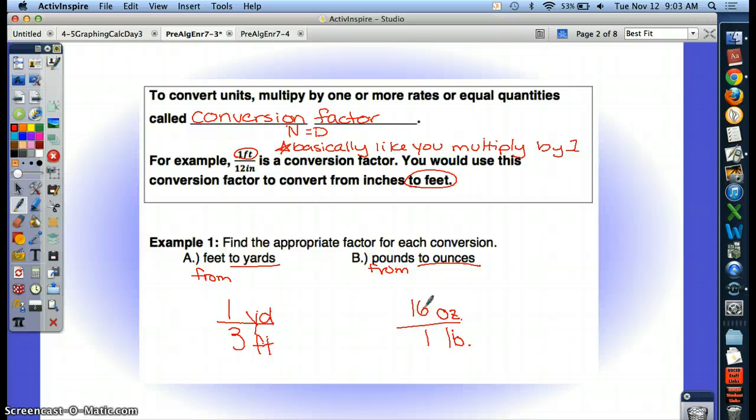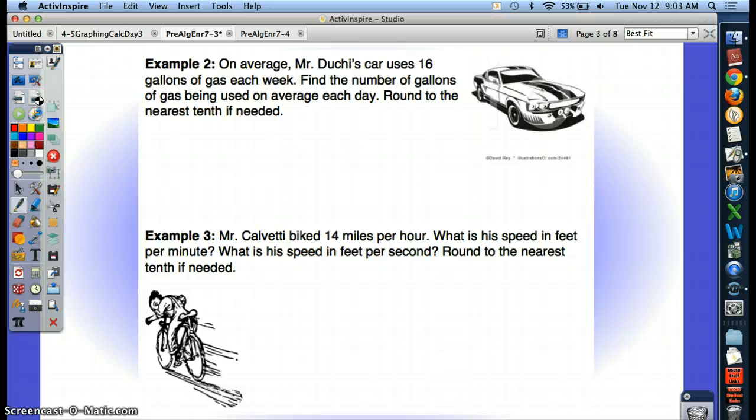So let's put them into action here. On average, Mr. Duce's car uses 16 gallons of gas each week. Find the number of gallons of gas being used on average each day and round to the nearest tenth if needed. Here's how we're going to do these problems. First thing you want to do is figure out what you're starting with in terms of rates. And the second thing you want to do is figure out what you're ending with. And I would go all the way across your paper and write down what units you want to end with.